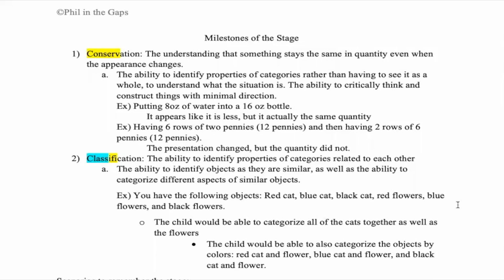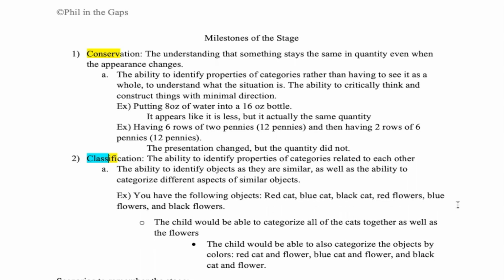Prior to classification, they would not be able to put the cats and flowers together. They'd be like, you know what? That's a cat. That's a flower. I see nothing that is the same based on these different characteristics. So classification is they're able to put things into classes and classify things based on things that are similar as well as things that are different.